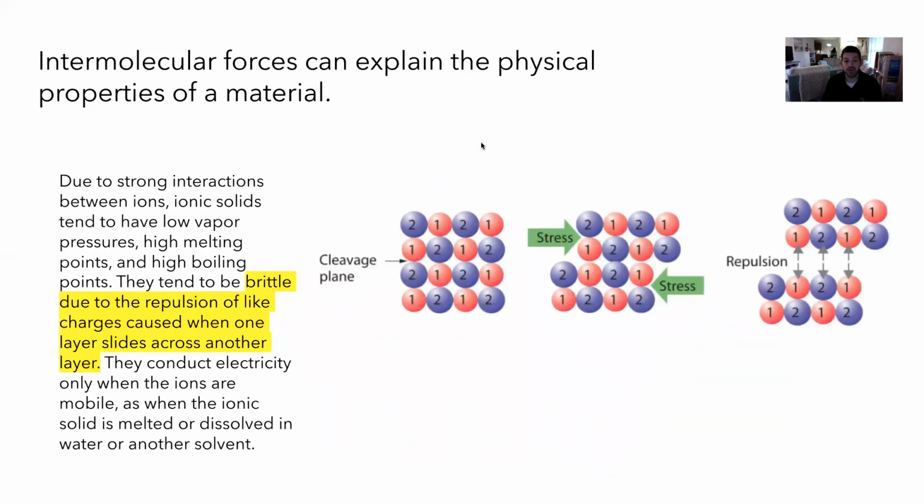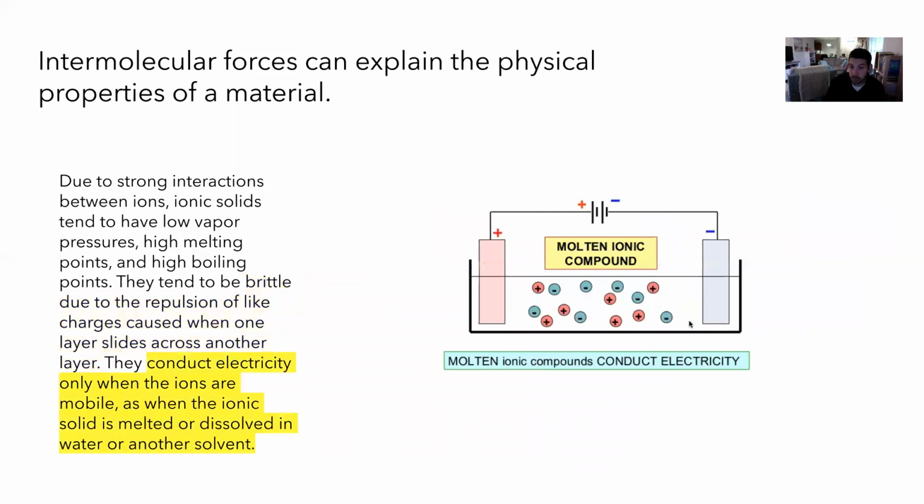All right, now they tend to be brittle. So if we stress them, if we can get the lattice to shift just 1 unit over, all of the positives will line up and they'll actually repel each other, and all the negatives will line up and repel each other. So that's why they're brittle, but they can conduct electricity only when dissolved in a liquid, which we've seen plenty of times, or if they are molten.